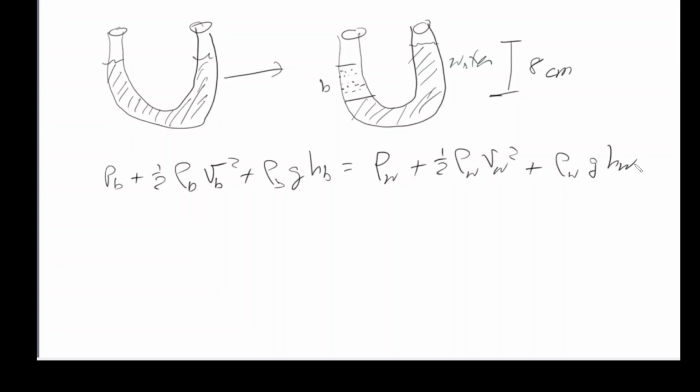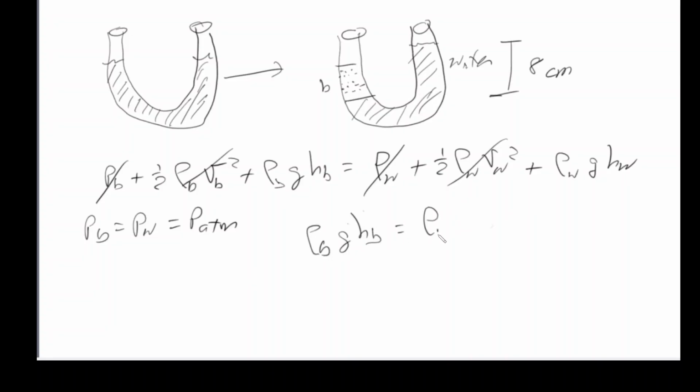Now, let's look at this equation. First of all, these tubes and fluids are open to air, so we know that the pressure of benzene is equal to the pressure of water, which is equal to atmospheric pressure. So these are equal and cancel out. We also know that this fluid is not moving, so there is no velocity. Velocity is 0, so this cancels out. So what we end up with is the density of benzene times g times the height of benzene is equal to density of water times g times the height of water.